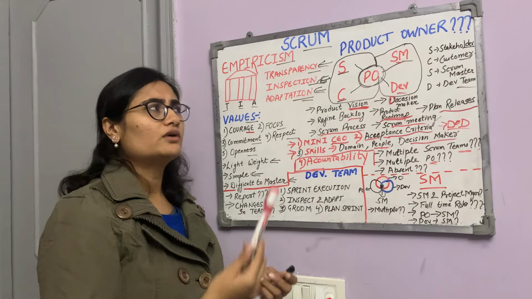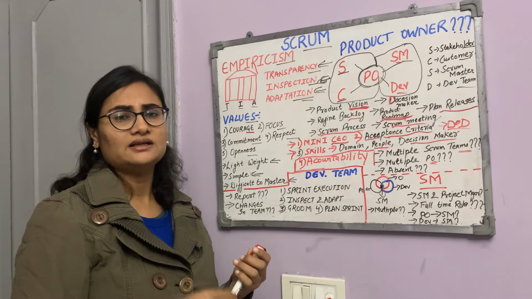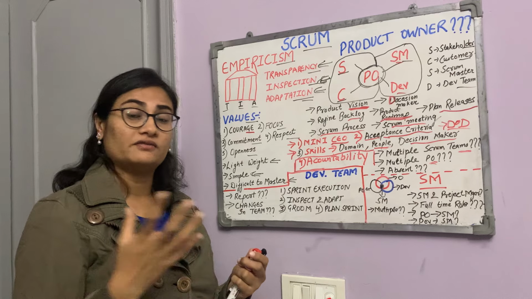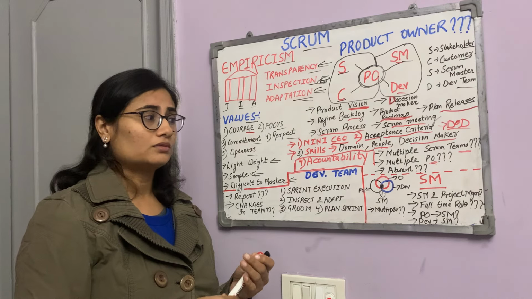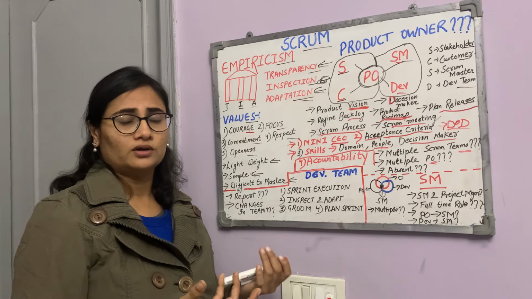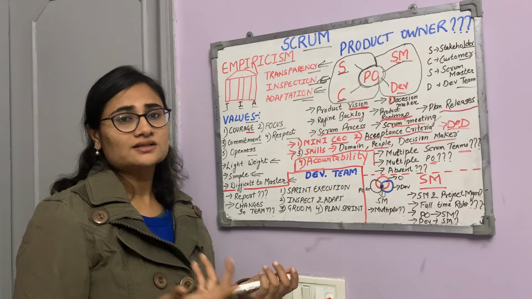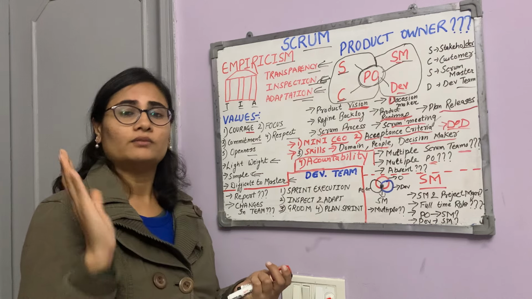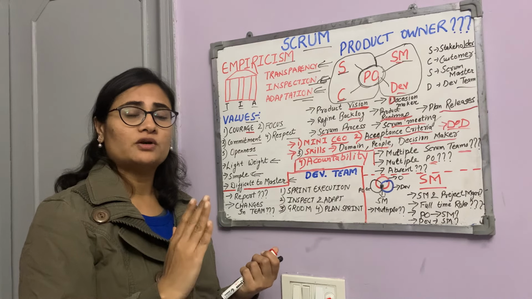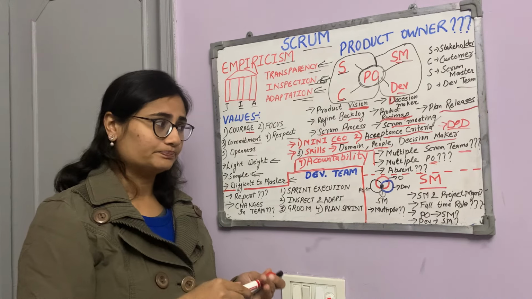We know that PO takes a lot of crucial decisions. He is the one who is maintaining backlog, refining backlog. So having multiple product owners to take those decisions would lead to a lot of conflicts, and that is why we should not have multiple product owners for a single Scrum team.